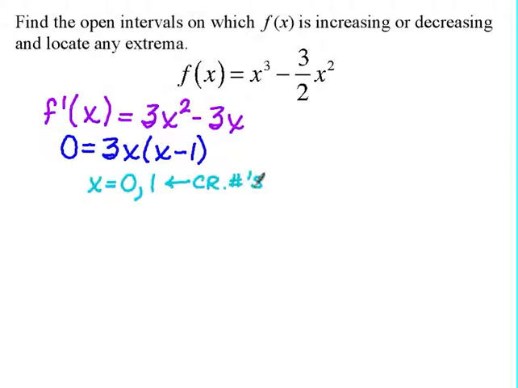Now based on these critical numbers, I'm going to create some intervals. You will always start with negative infinity. Why? Because that's the leftmost point of the graph. That is where you're always going to start these tables. I'm going to go from negative infinity and move across the graph till I hit the leftmost critical number.